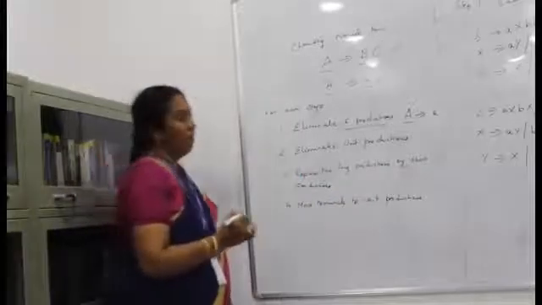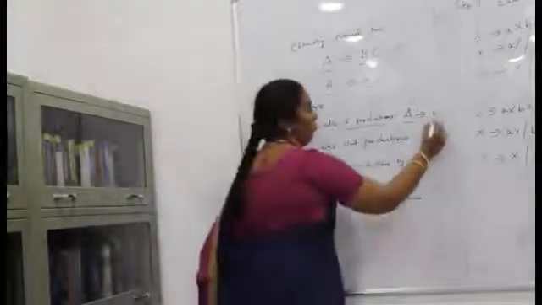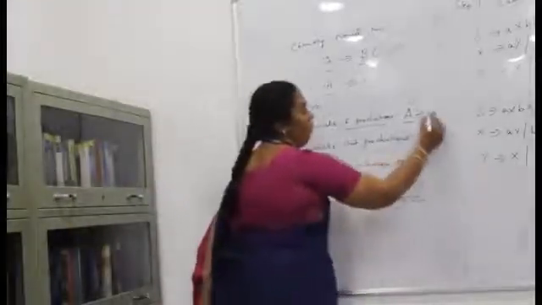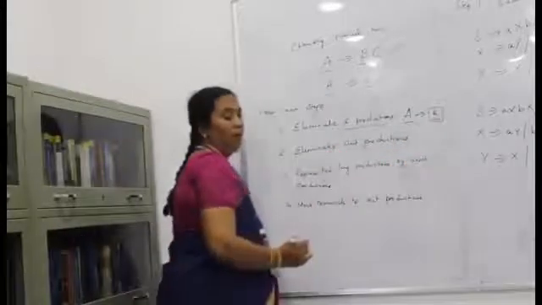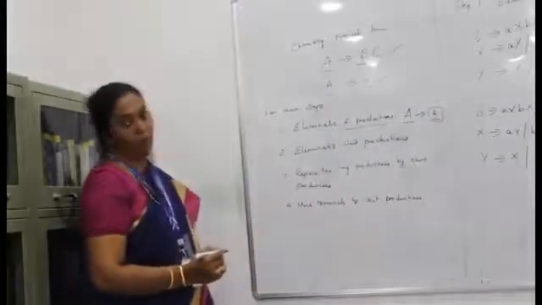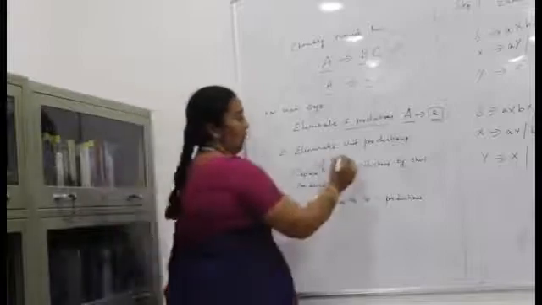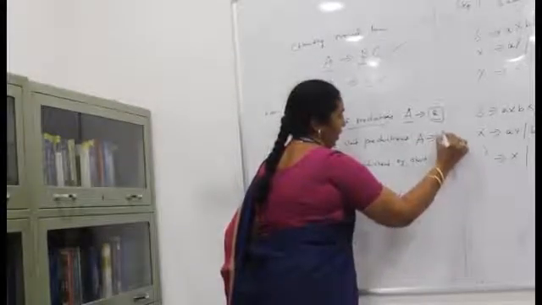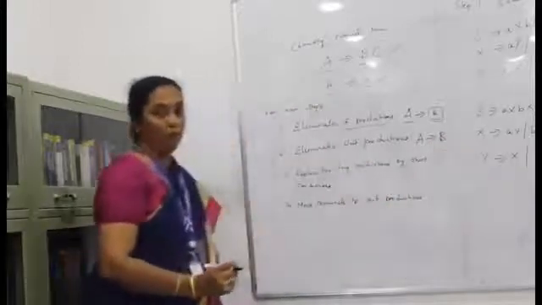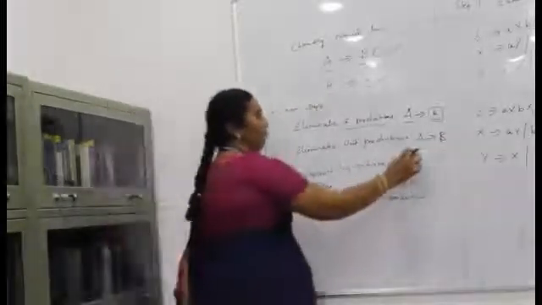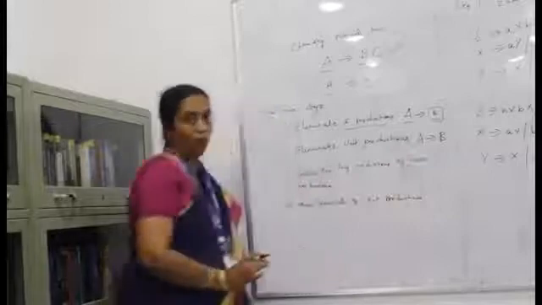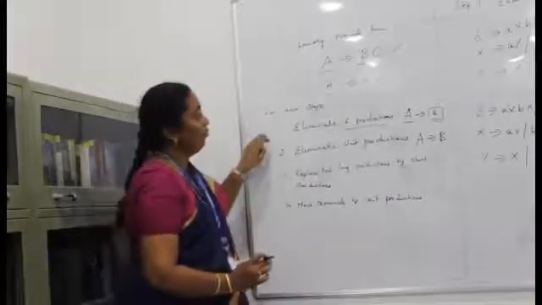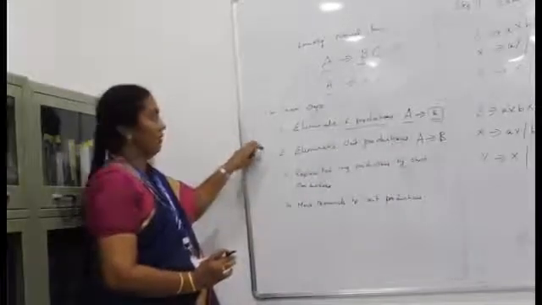Epsilon productions means if I have something like A gives epsilon, where A is a variable, a non-terminal, and epsilon is given on the right-hand side. These types of productions are called epsilon productions. A unit production is one where the left-hand side is a variable and the right-hand side also is a variable. That type of production is called a unit production. We will go in depth and see the steps in detail.